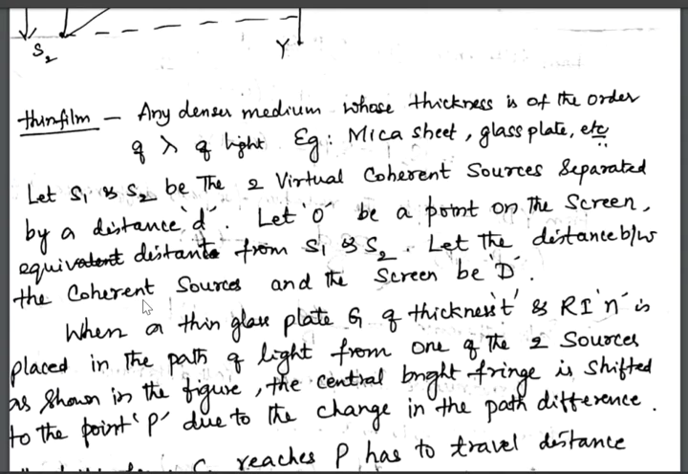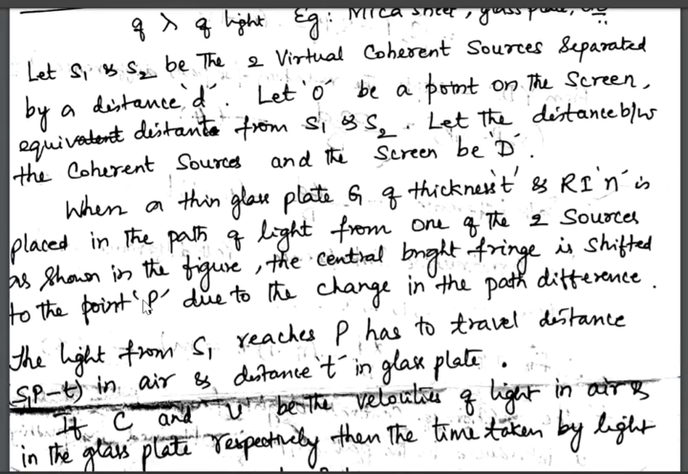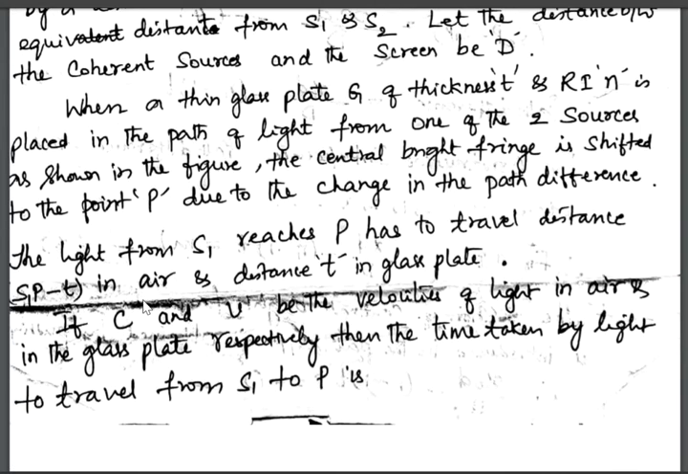So, thin film refers to any denser medium whose thickness is of the order of wavelength lambda. For example, mica sheet, or it may be ceramic or thin glass plate, etc. So in the figure, S1, S2 are the two virtual coherent sources separated by a distance d. Let O be the midpoint of the screen, equidistant from S1 and S2. Let the distance between the two coherent sources and the screen be capital D.